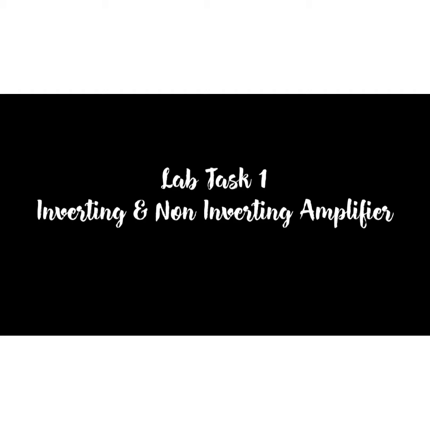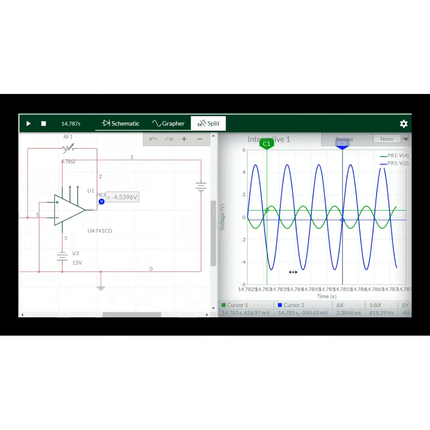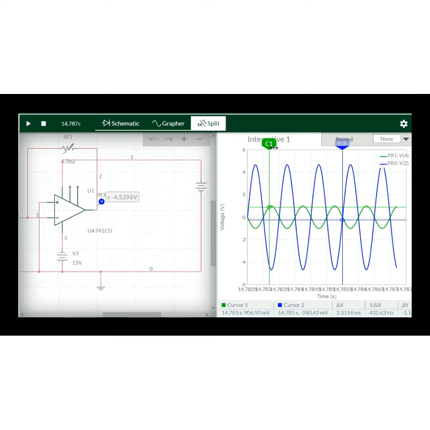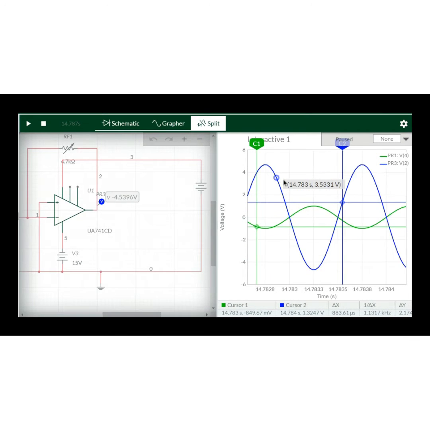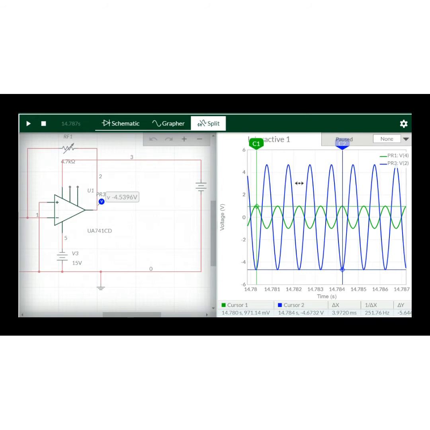My topic is inverting and non-inverting amplifier. For this schematic diagram, we use 4.7k ohms for the RF1. So, connect the RF value of 4.7k ohm with the 1k resistor. And then connect the dual trace oscilloscope to observe both the input and the output, V in and V out.